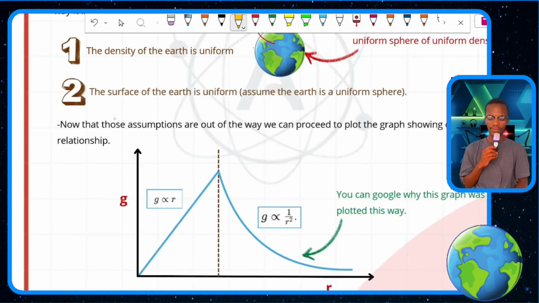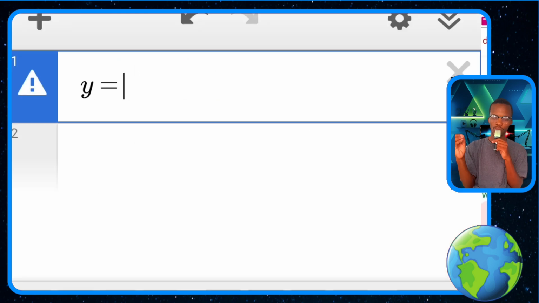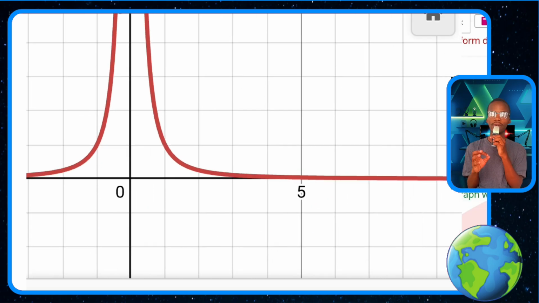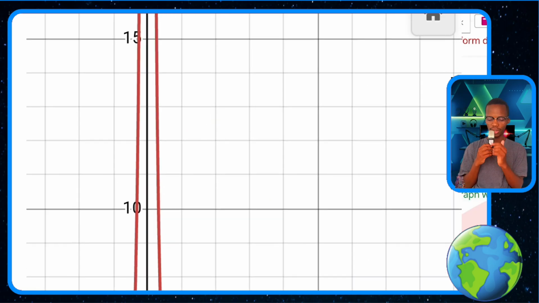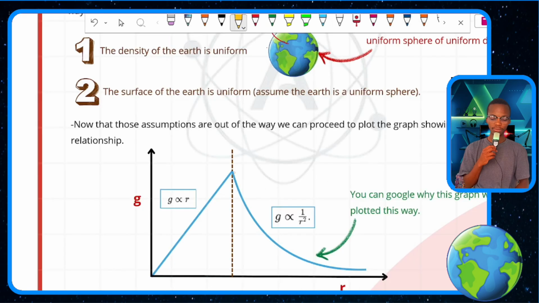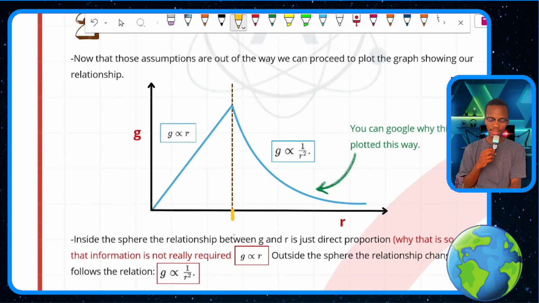So you can now see that the graph will look like this little curve over here. Why is this a curve? If you go in Desmos and you punch the graph of y equals 1 over x squared, you're going to see those two little graphs. So that's how a graph of that relationship looks, and that's how I knew it was going to be a curve like that. So this is the Earth's surface over here, let's just say S for surface. Outside of the Earth, the graph is going to look like that. From the center of the Earth towards the surface, the graph is going to be a straight line.